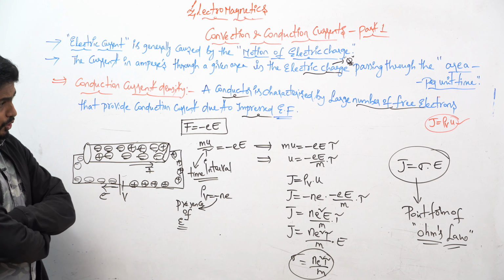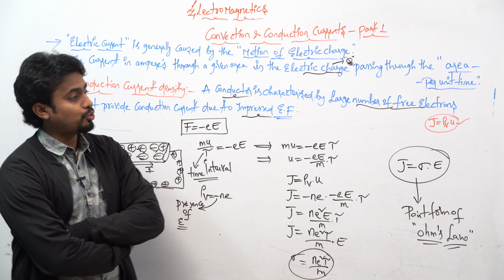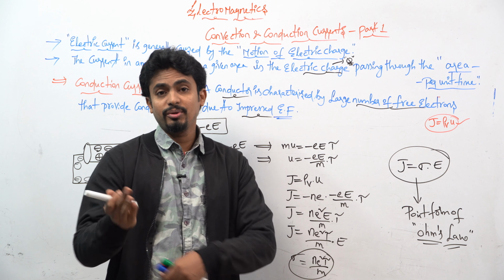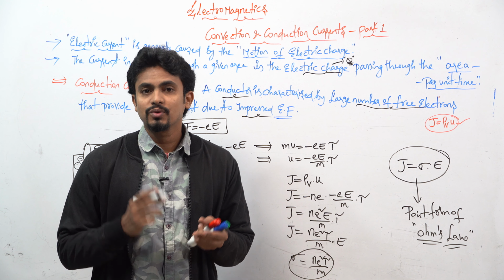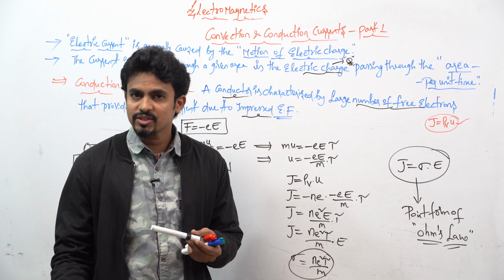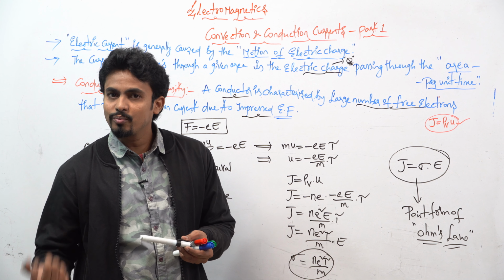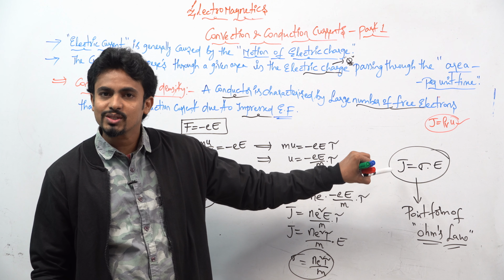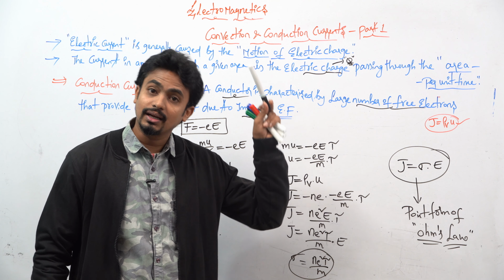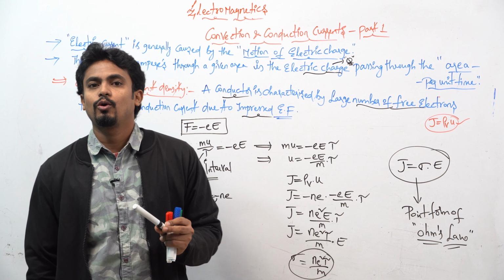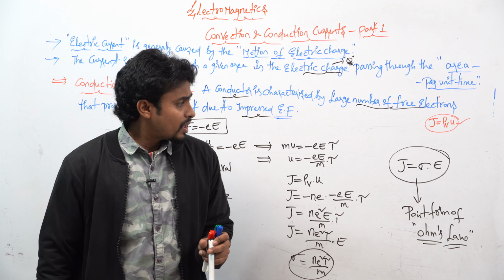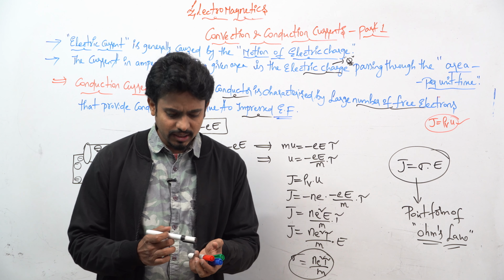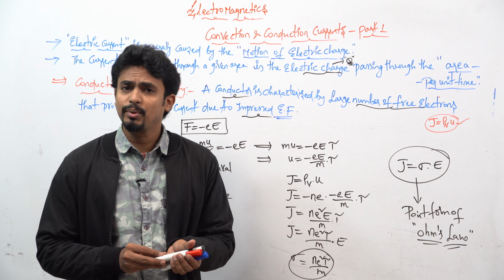If you solve J is equal to sigma into E, you will get V is equal to I into R, right? Ohm's law says V is directly proportional to I, that means V is equal to I into R. If you want to get that Ohm's law, you must solve this J is equal to sigma into E. I already solved that in the network analysis subject. If you are interested, please watch that lecture.